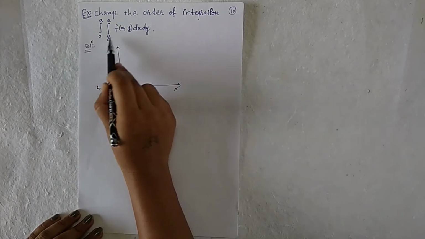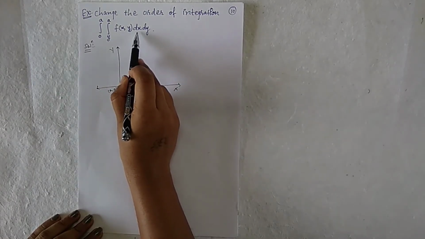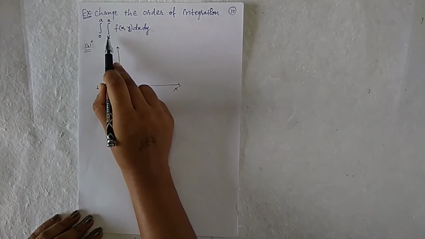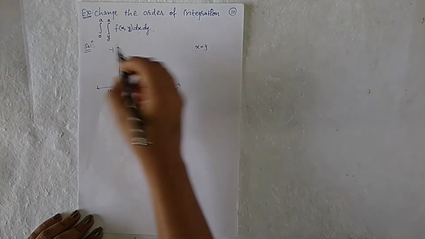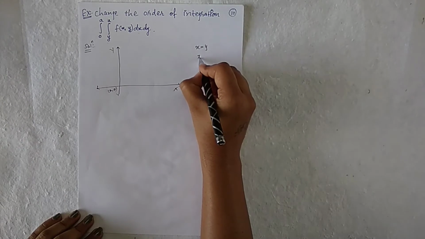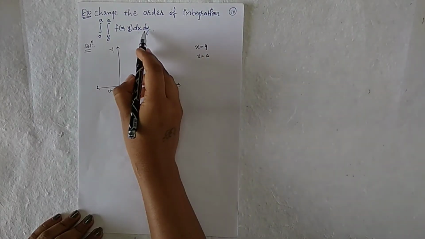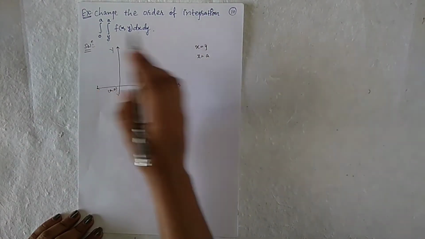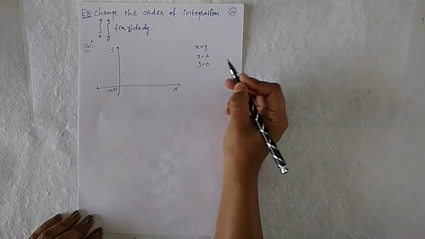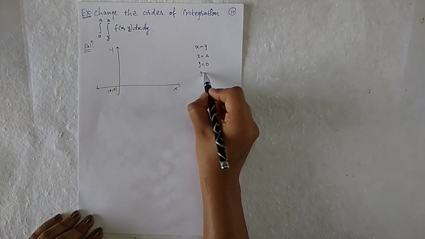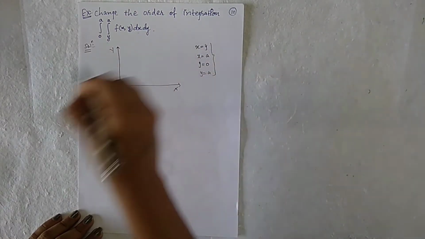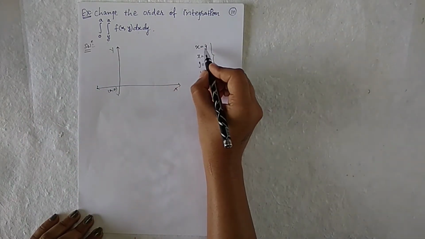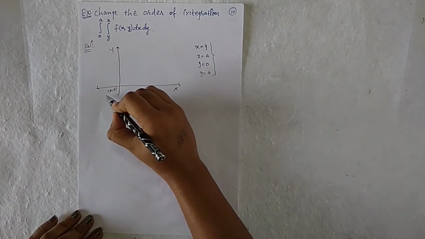First we are integrating with respect to x, and the limits of x are: lower limit x equals y, and upper limit x equals a. And the limits of y are first y equals 0 and then y equals a. So let us put all these equations geometrically. The line x equals y is here.